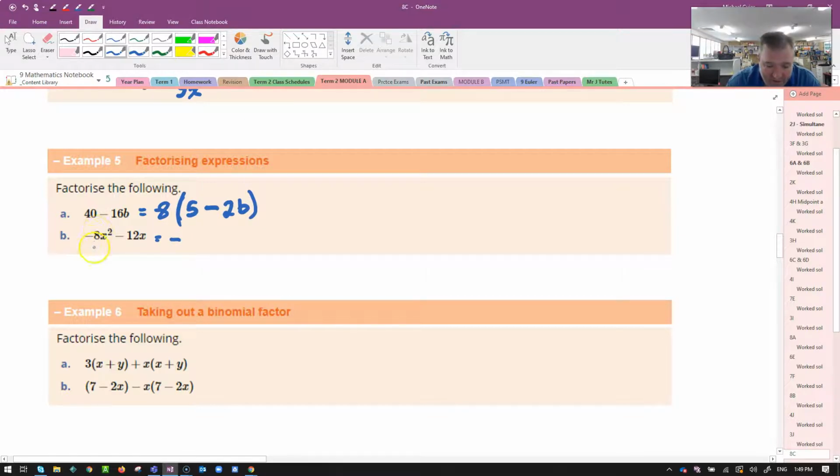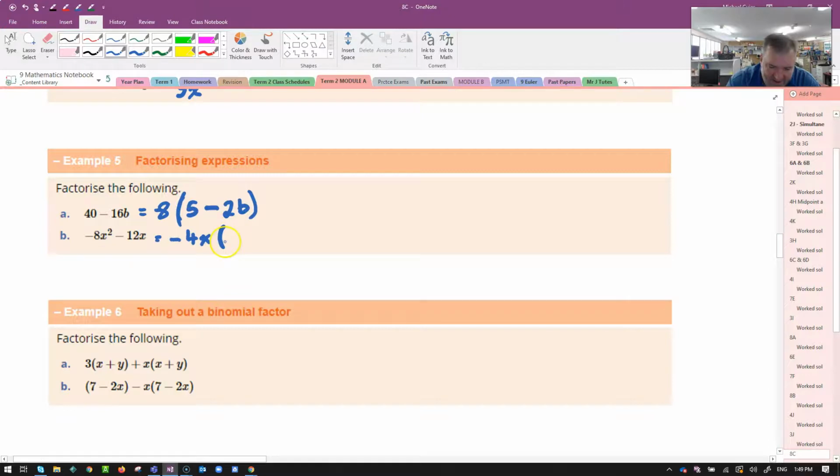I can also look ahead though, it might not just be 1. We might be able to find a common factor with the numbers here. 8 and 12, their highest common factor is a 4. Looking at the letters, the first term has an x squared, the second term has an x, so they have 1x in common. So my highest common factor there is negative 4x.